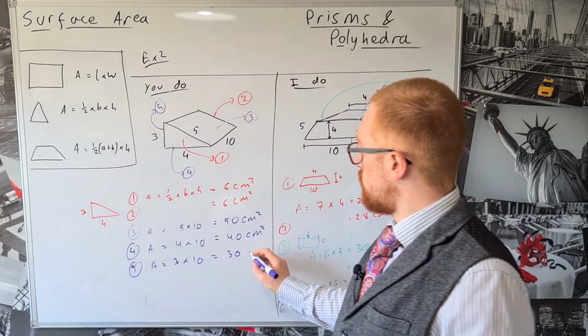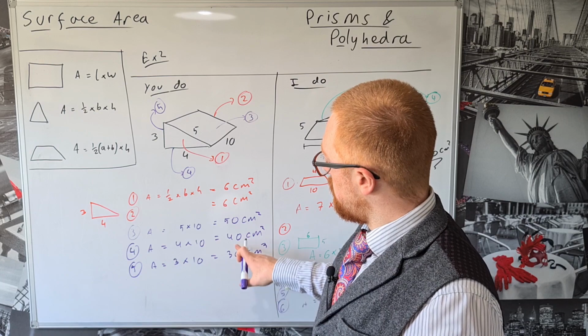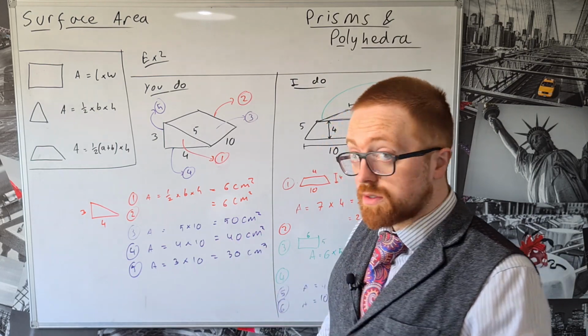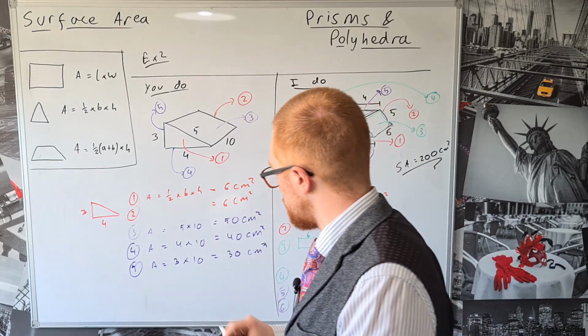So then if we add all of those together, 30 plus 40 plus 50 is 120, plus the 2 6s is 132.